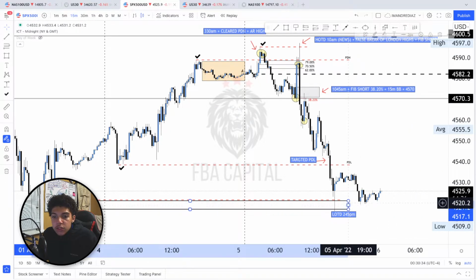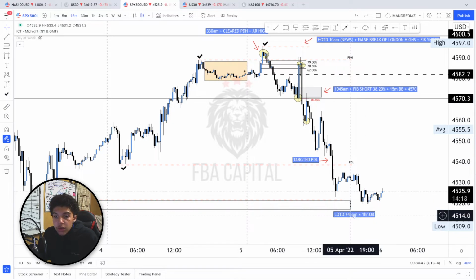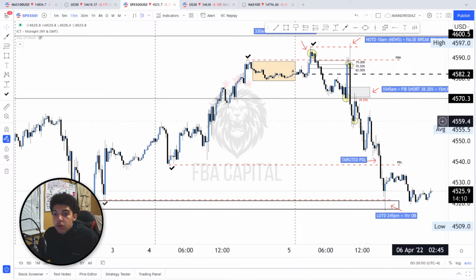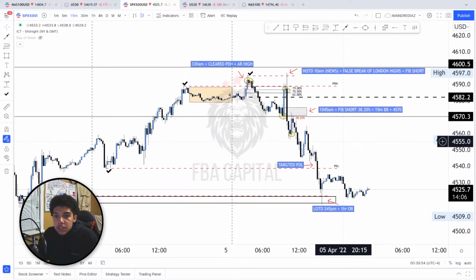So we had this rejection right here. So we have that low of the day at 2:45 p.m. Also, we have that 1 hour order block rejection. And this is where price ended up creating that low of the day. And from here, price just slowly expanded. It wasn't that long ago that price made this low of the day. You can see price retrace a little bit and it's still continuing to overall slowly move a little bit lower. But with that being said, this is the majority of what happened.